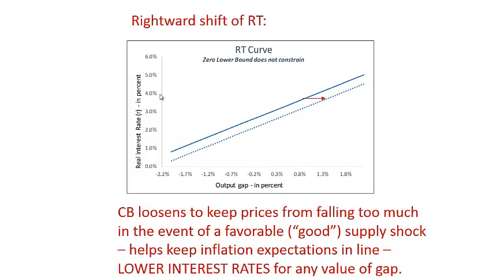Alternatively, let's suppose that we have a favorable or a good shock to short-run aggregate supply. The RT curve in this case is going to shift to the right. In this case, when we have a good shock, for example, an extraordinarily good harvest, the central bank is going to loosen to keep prices from falling too much because it wants to keep close to its inflation target on either side. So in the event of a favorable or a good supply shock, we're going to see lower interest rates for any value of the gap.